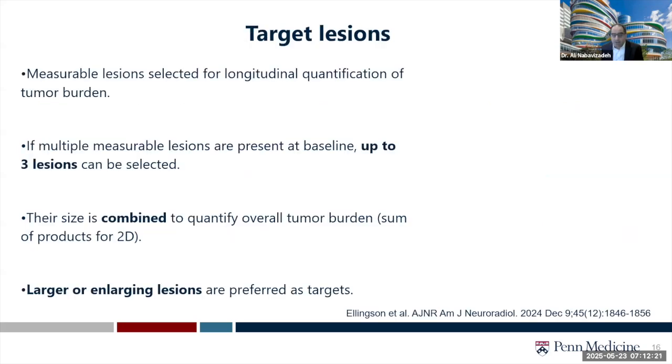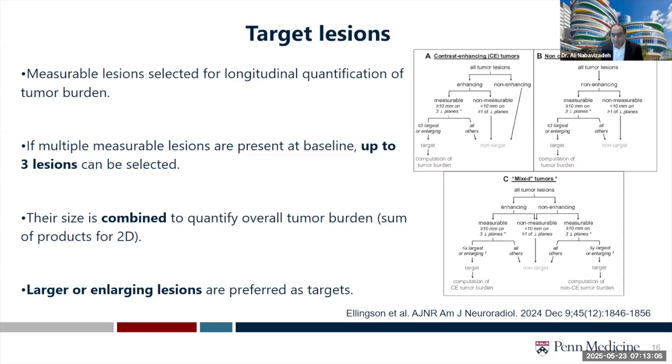So target lesions basically are the measurable lesions that are chosen for longitudinal quantification of tumor burden. If we have one dominant lesion, that would be our target lesion. If you have multiple nodules, we are allowed to include up to 3 nodules to measure and monitor. And we combine the size of the nodules by just adding the 2D sum product of these lesions. It's preferable to include the larger or enlarging lesions if you have multiple measurable lesions.